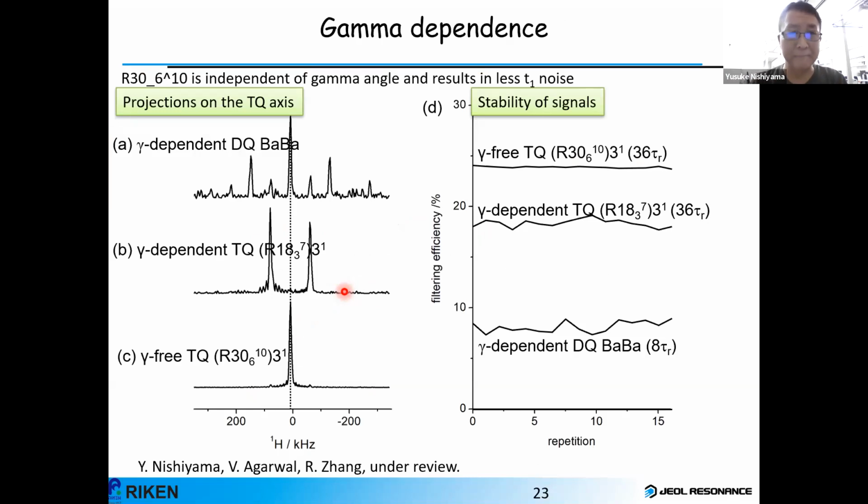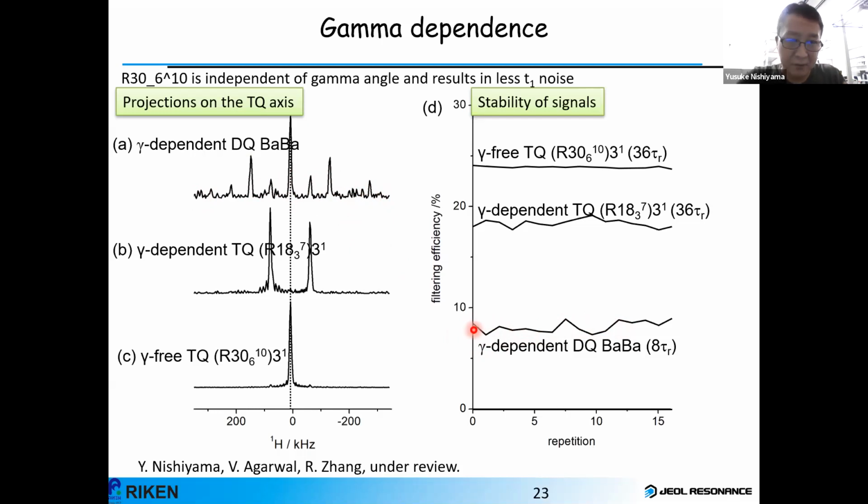Here is an experimental verification. Triple quantum coherence can be excited by the double quantum BABA sequence if that is applied to the transverse magnetization. This is the triple quantum dimension. You can see numerous spinning sidebands, and of course that results in sensitivity to spinning fluctuation. So if we repeat the same experiment many times, you can see fluctuating signal intensity, and also this results in T1 noise. Another problem is that the filtering efficiency is very low, only 8%.